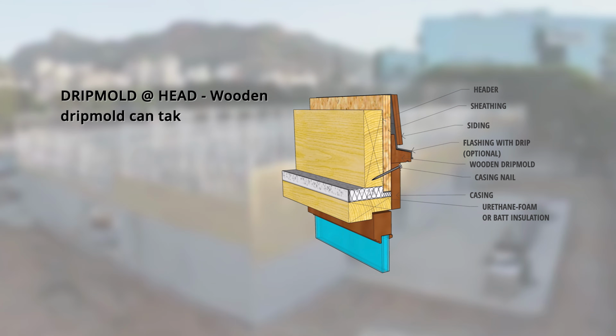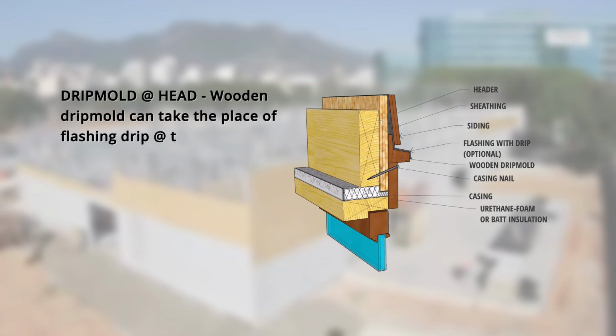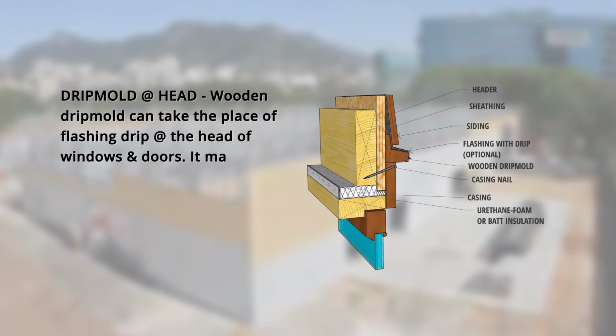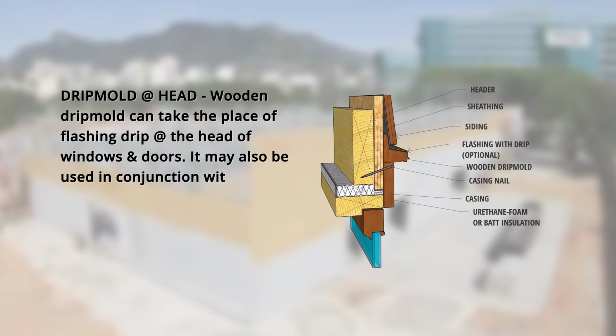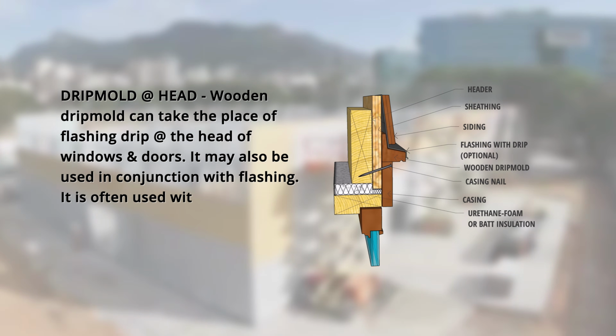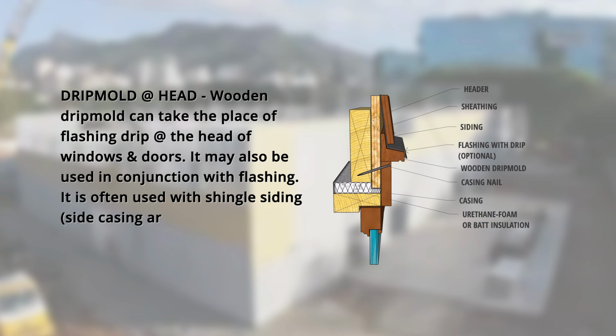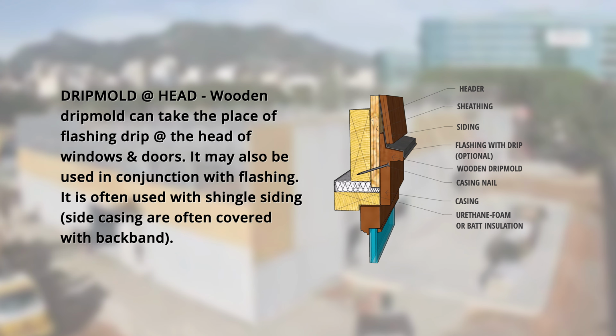Windows. Drip mold at head. Wooden drip mold can take the place of flashing drip at the head of windows and doors. It may also be used in conjunction with flashing. It is often used with shingle siding. Side casings are often covered with backband. Let's reference this detailed illustration.